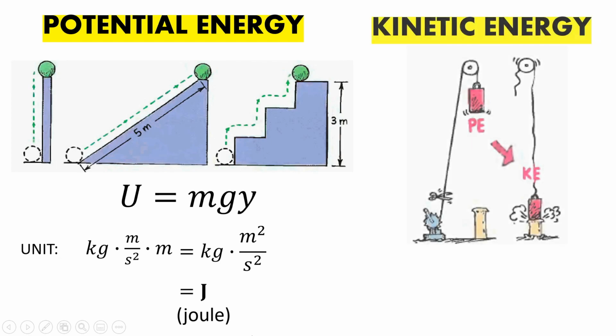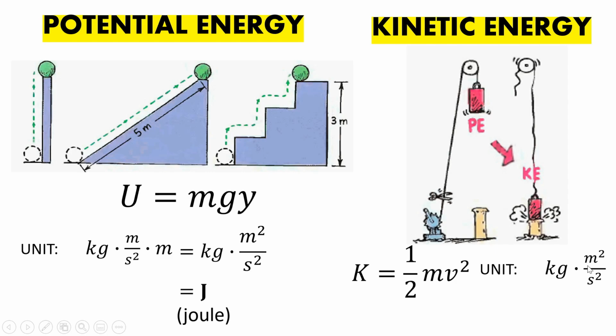For kinetic energy, this is the energy in motion, so it involves velocity, as I said. The formula is 1/2 times its mass times its velocity squared. The unit of this is kilogram meter squared over second squared, which is the same as here. So therefore, this is also joule.